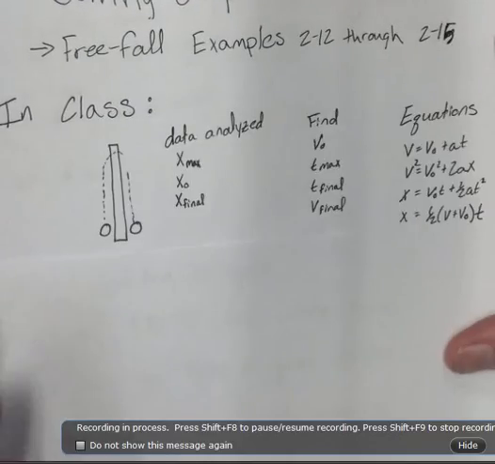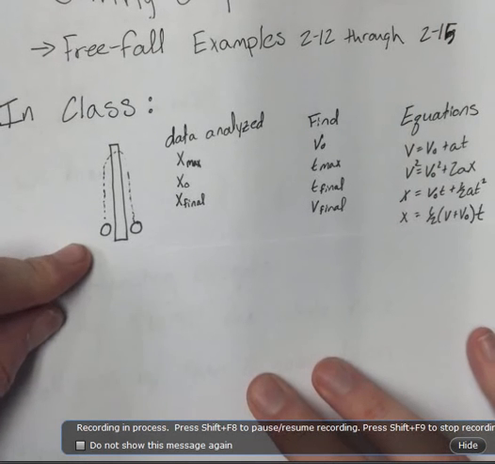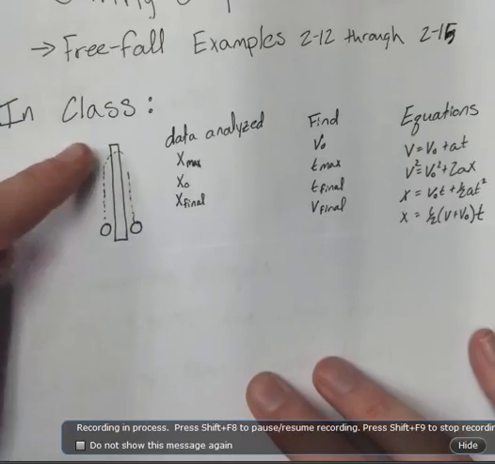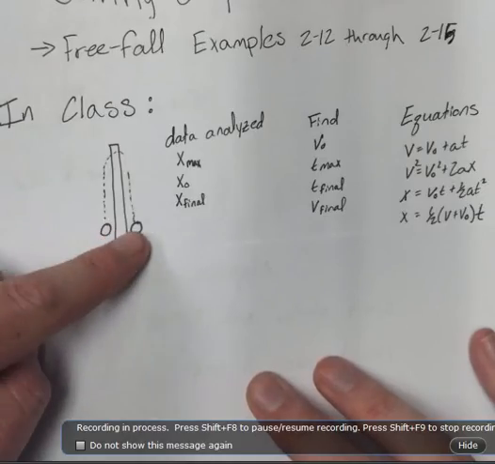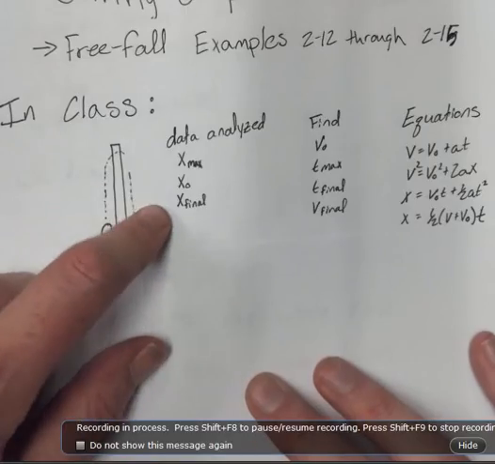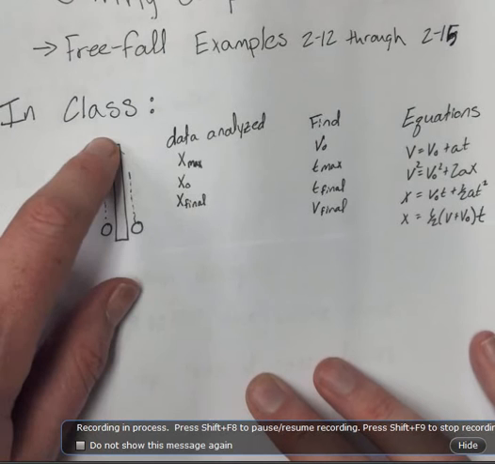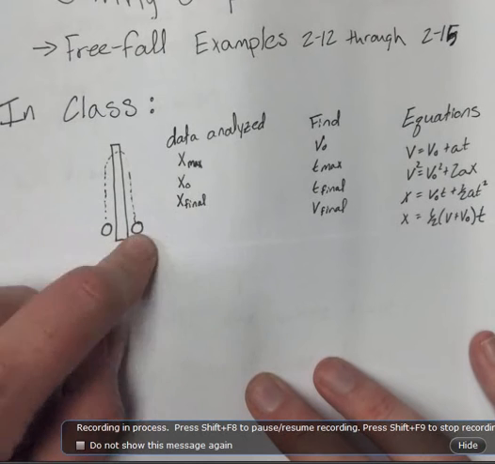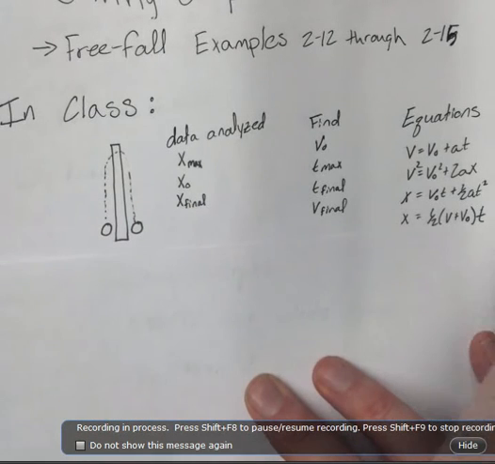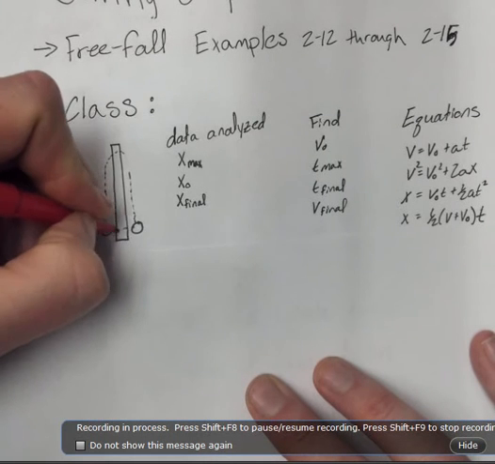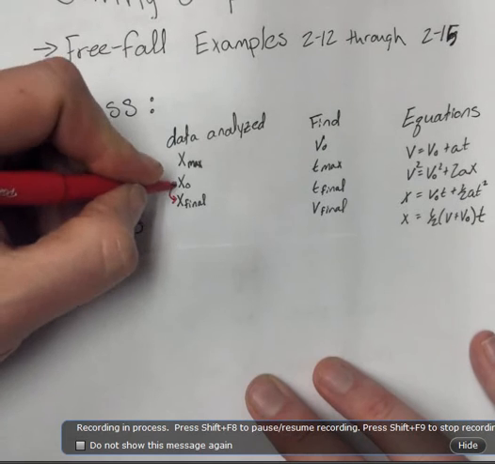I had you take a ball and throw it up, marking the position at which it left your hand, its maximum position, and then I also asked you some questions about when it returned to the same level at which it left your hand. So the data that you analyzed or collected should have been the maximum position, the initial position, and again the final position, which you should be able to make the connection that these two are the same position.